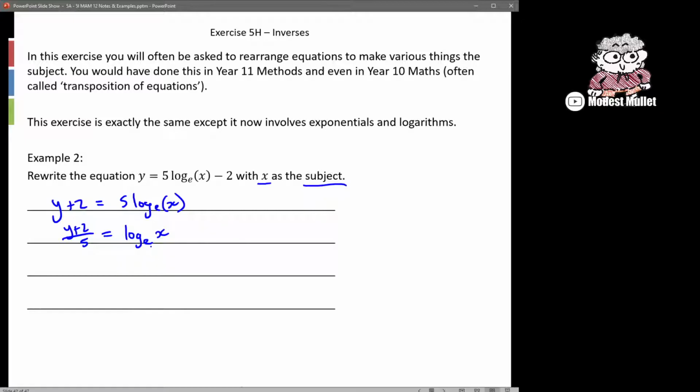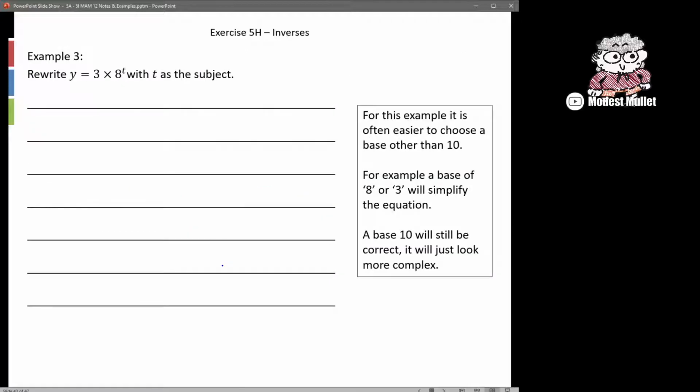Now that we've got a log and we're trying to effectively undo the log, we need to do the inverse of it. So we are going to make an exponent with base e. So we get e to the power of y plus 2 on 5 is equal to x. When we're doing opposites, what you're technically doing is using inverse operations, the inverses of an operation. So when we have a log, we use the exponent. So that's that one.